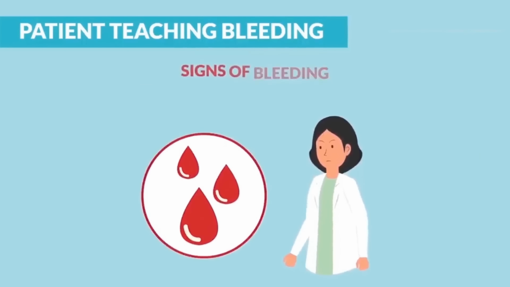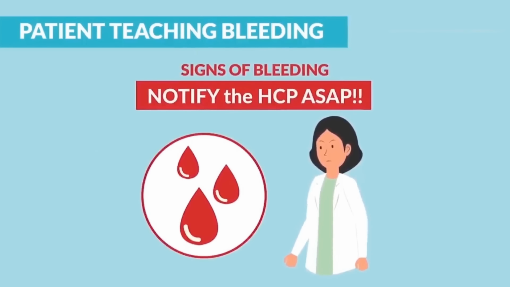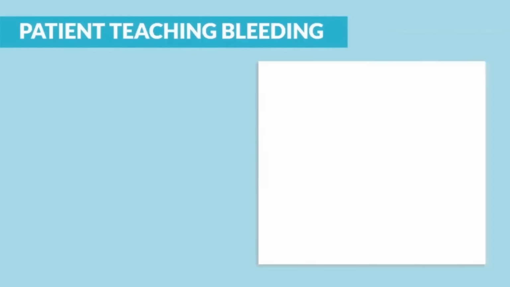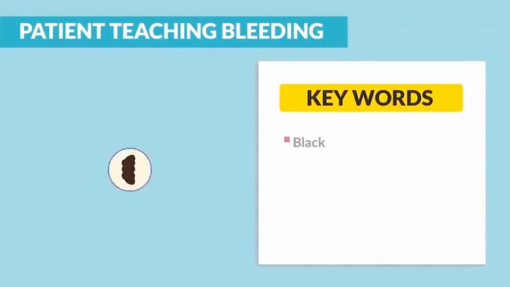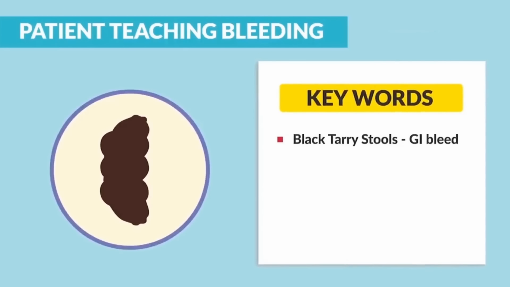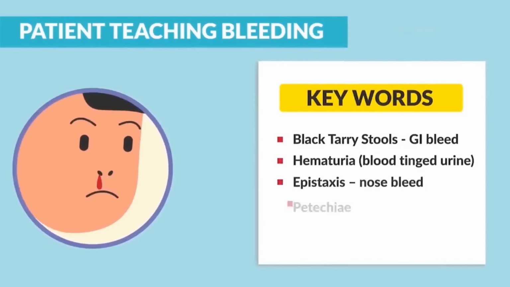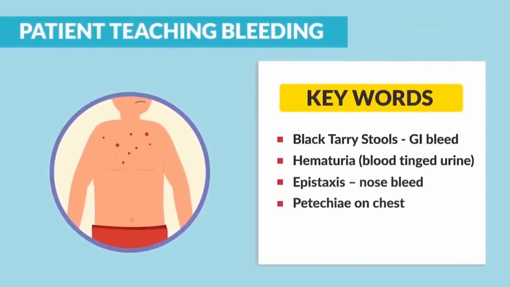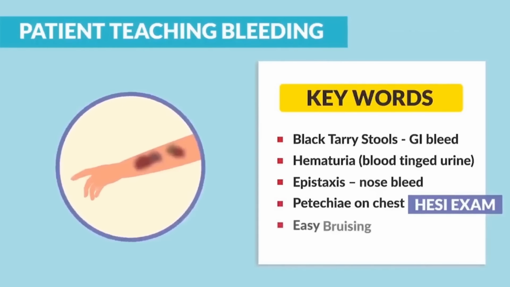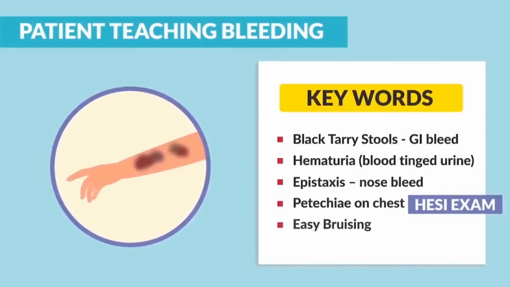Now, we monitor signs of bleeding, and we notify the HCP ASAP. Keywords used on ATI was black tarry stools, usually indicating a GI bleed, hematuria, or blood-tinged urine, epistaxis, or nosebleed, and even petechiae on the chest, mentioned by HESI, and easy bruising.